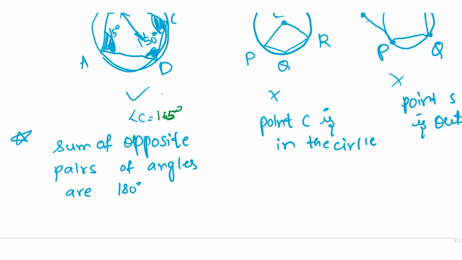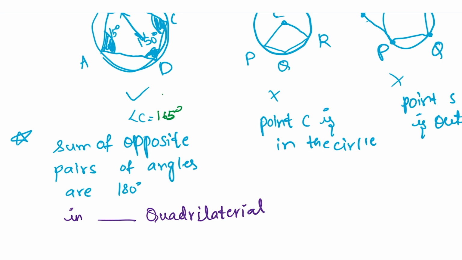So that is what it means. Sum of opposite pairs of angles. And this is valid only in what type of quadrilateral? Cyclic. Cyclic quadrilateral. Not just any normal quadrilateral.